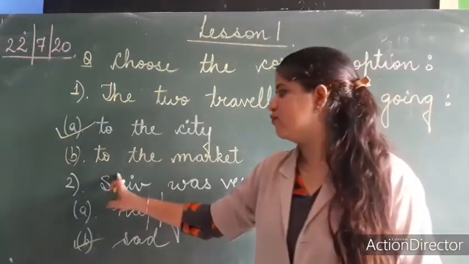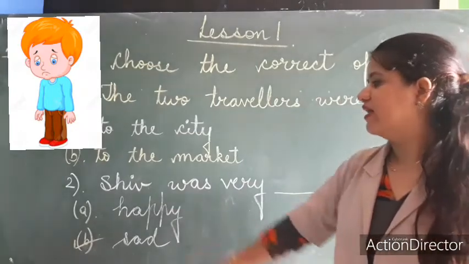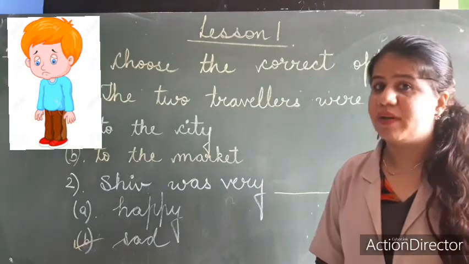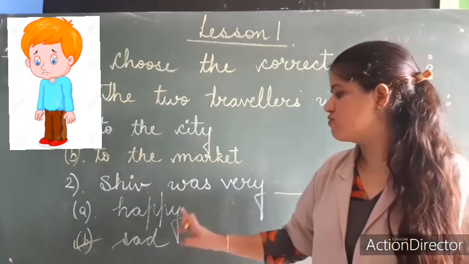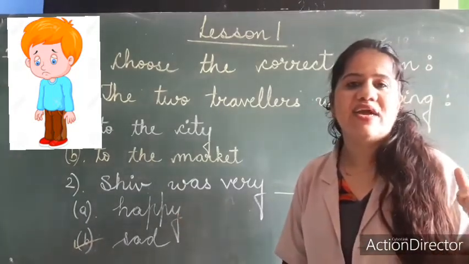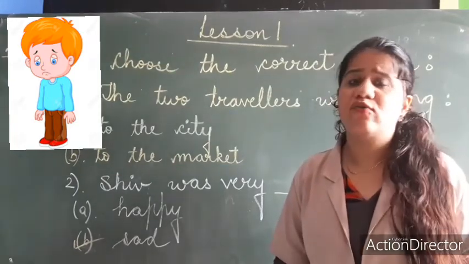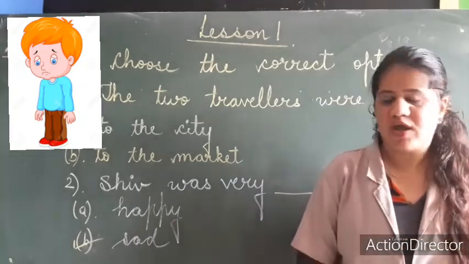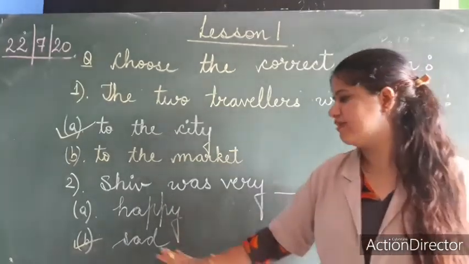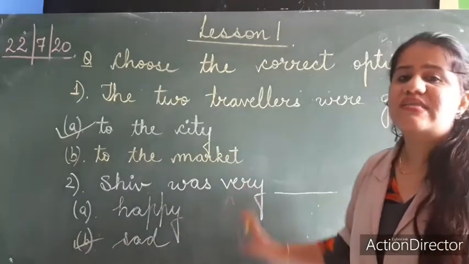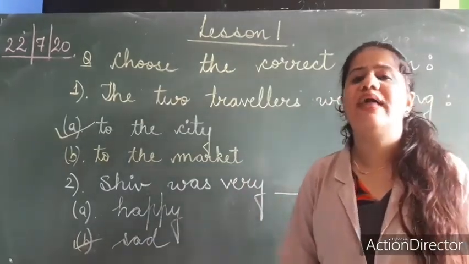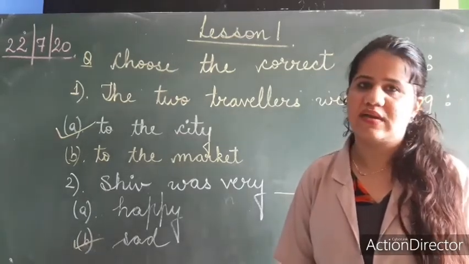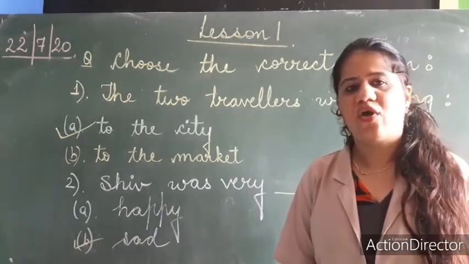Okay. Now let's come to the second sentence, that is Shiv was very dash. Shiv. You remember Shiv? Yes. Shiv was very happy or sad in the story? Shiv was very sad, of course. Why? Because Gopal was not sharing anything with Shiv. So happy will not be the answer, sad will be the answer. So these type of questions will come in the exam. In that, options will be given to you and you have to put a tick on the correct option. Got it, children?